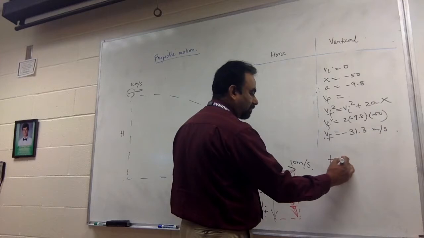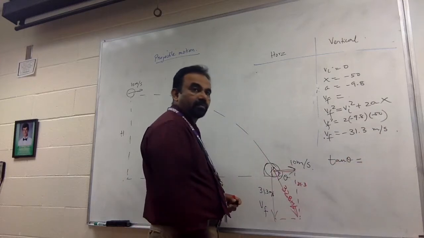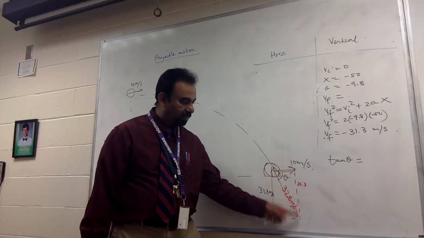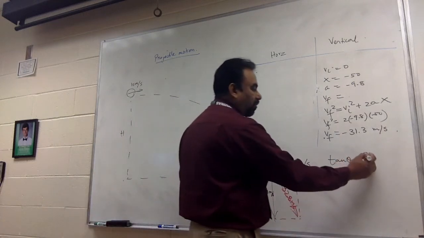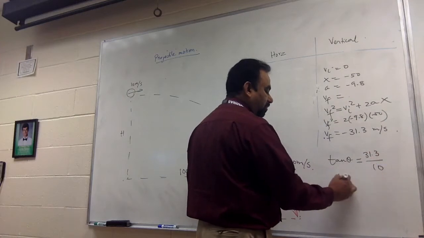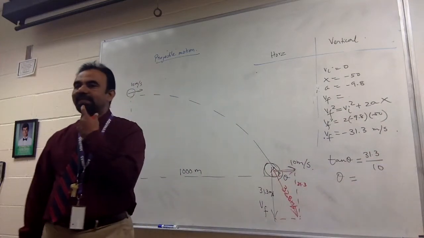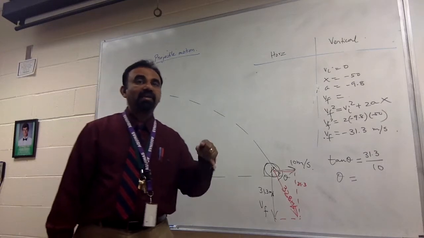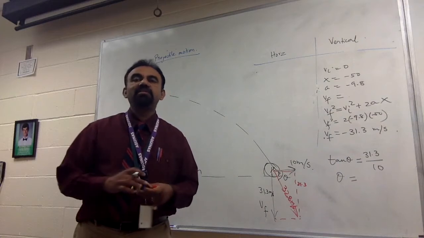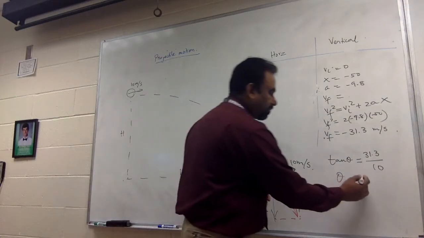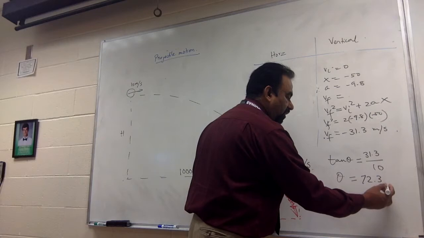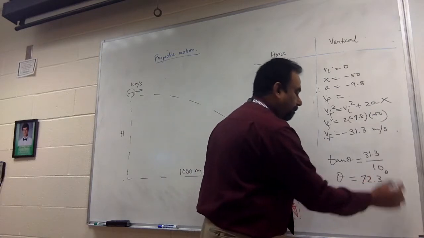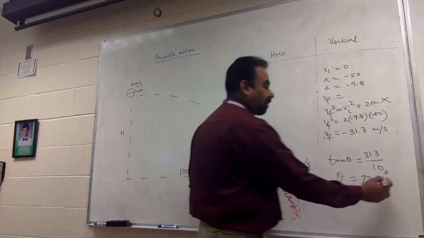Tan of the angle is opposite over adjacent. This is the opposite for this angle, and this is the adjacent. So it's 31.3 divided by 10, which is 3.13. Tan of the angle is 3.13. But what's the angle? Work backwards. Second function, 72.3 degrees. Now with respect to the ground, or with the ground.